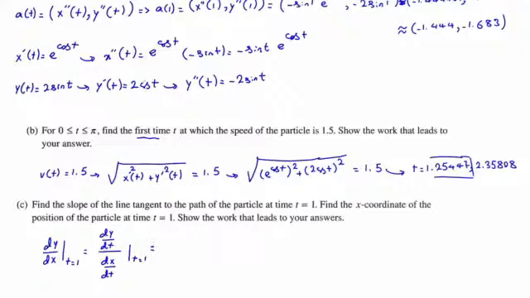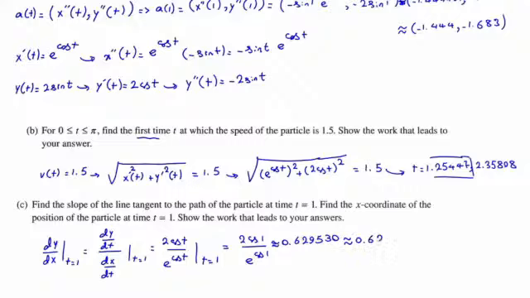So dy/dt is this part, okay, 2 cos t, over dx/dt. dx/dt is e to the cos t, at t equal to 1. So it will be 2 cos 1 over e to the cos 1. And if you use your calculator, it will be 0.629530. You can say it is equal to 0.629 or 0.63.